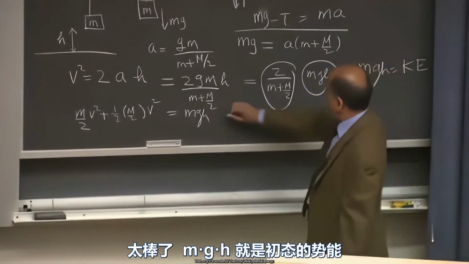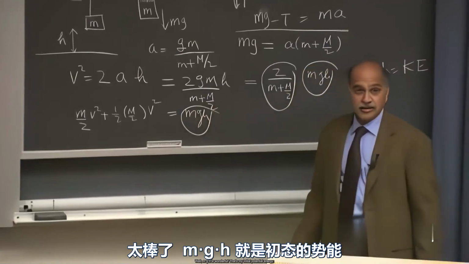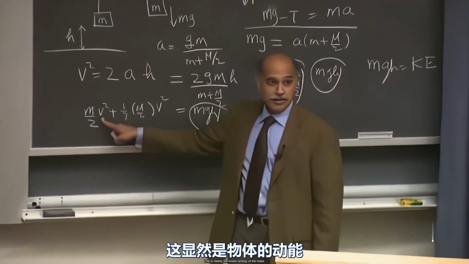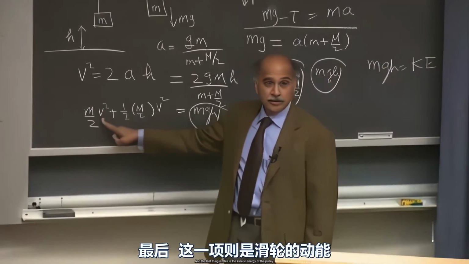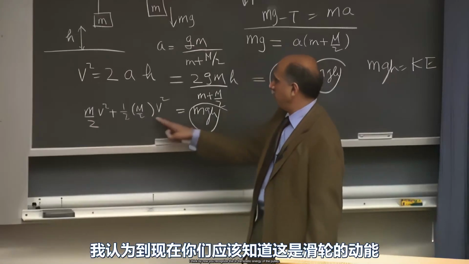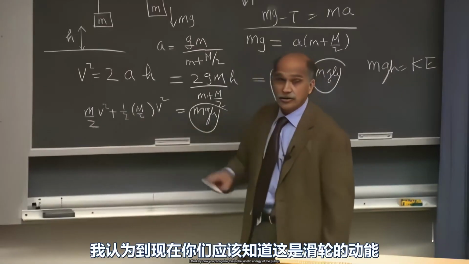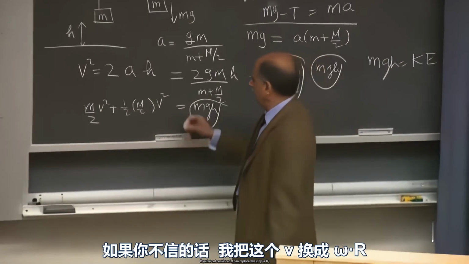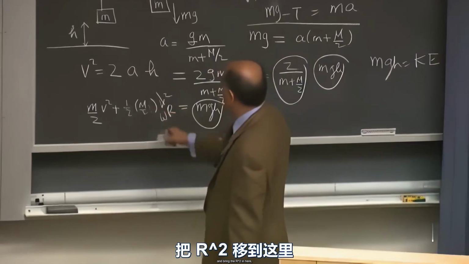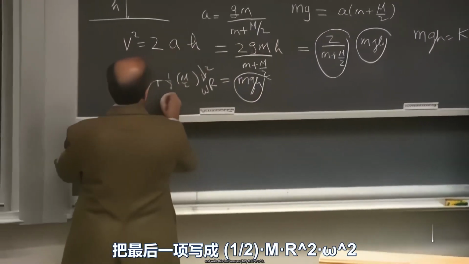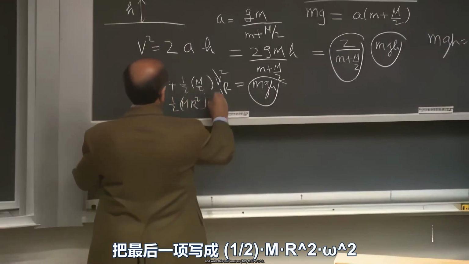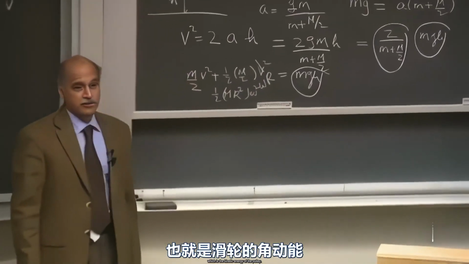Well, mgh is wonderful. That's my initial potential energy. There was no kinetic energy. Nobody was moving. This is clearly the kinetic energy of the mass. And the last thing is the kinetic energy of the pulley. I think by now you recognize this is the kinetic energy of the pulley. If you're not convinced, I can replace this v by omega r and bring the r squared in here and write this last term as 1/2 m r squared omega squared, which is the kinetic energy of the pulley.